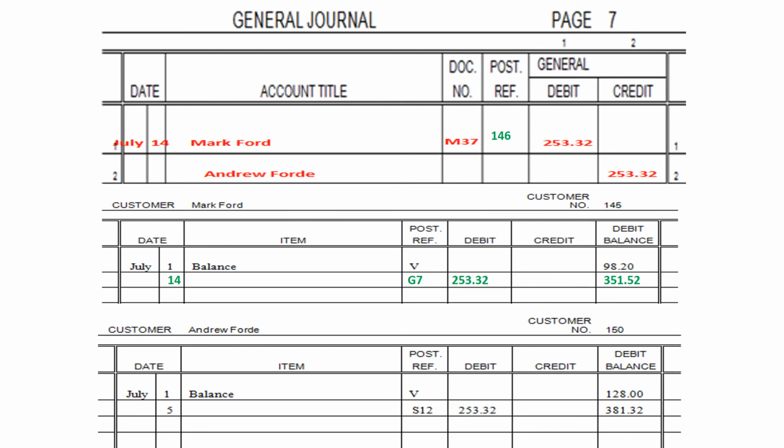Again, I have other videos that explain this in more detail. I'm going very high level on this. Andrew Ford, again, new transaction on the 14th, G17. It's a credit of 253.32. He had a debit balance of 381.32 with a credit entry. That's a subtraction. Remember, if you remember back to the transaction, we are taking this out of Andrew Ford and putting it into Mark Ford. So it's back down to that 128 balance that it originally was on July 1, because we made the error, and we're there. And that is how you do that.